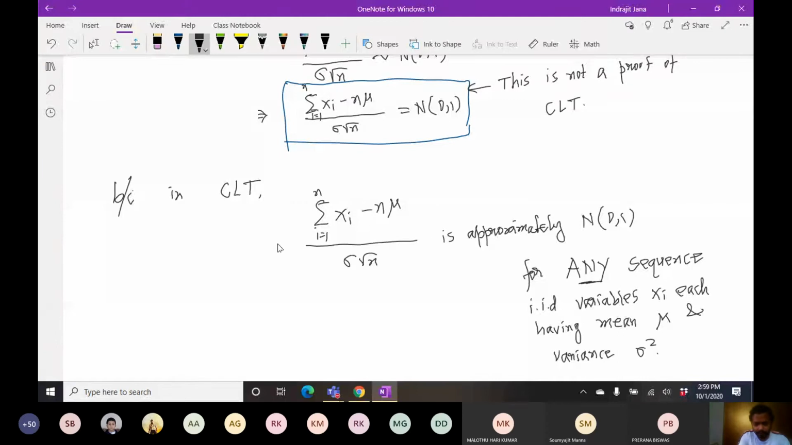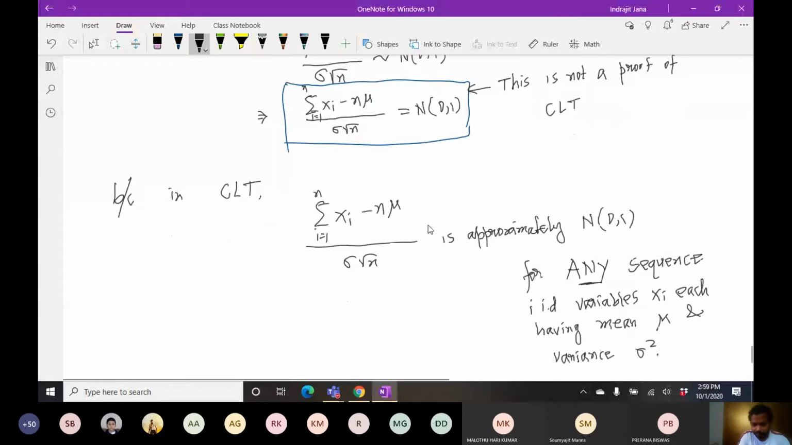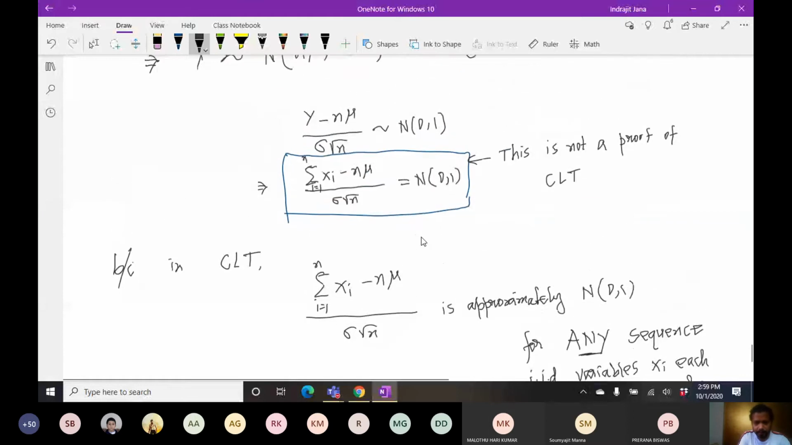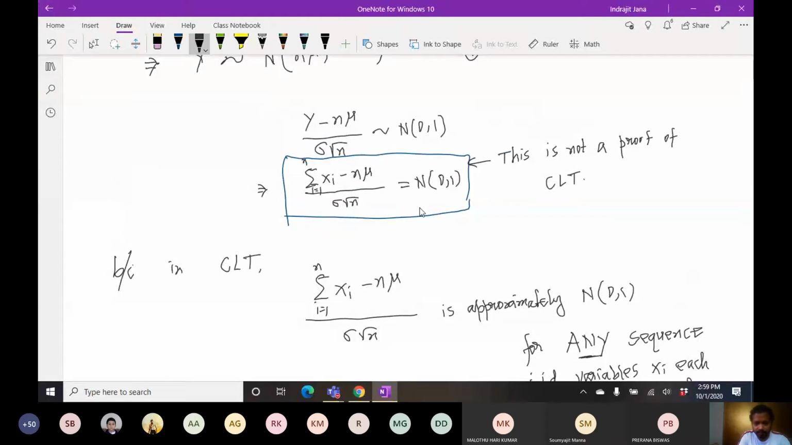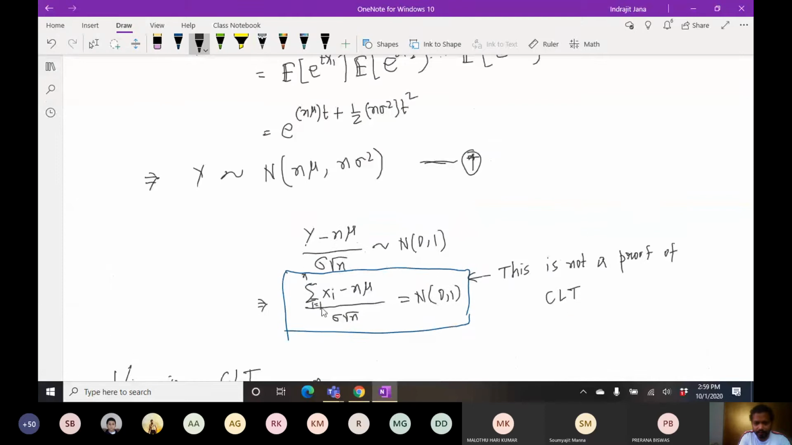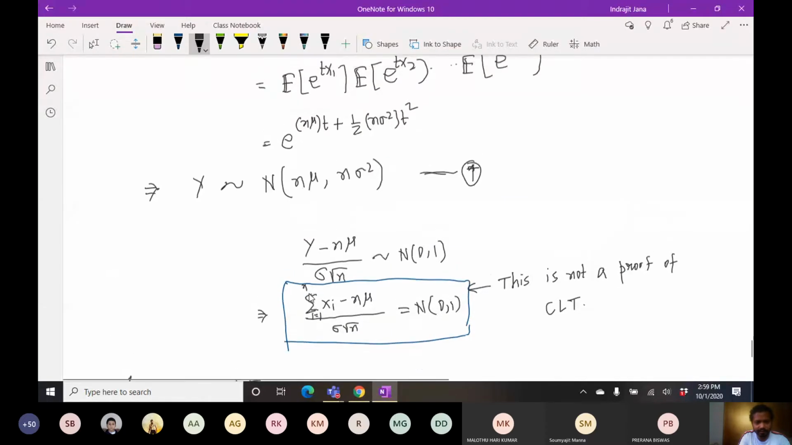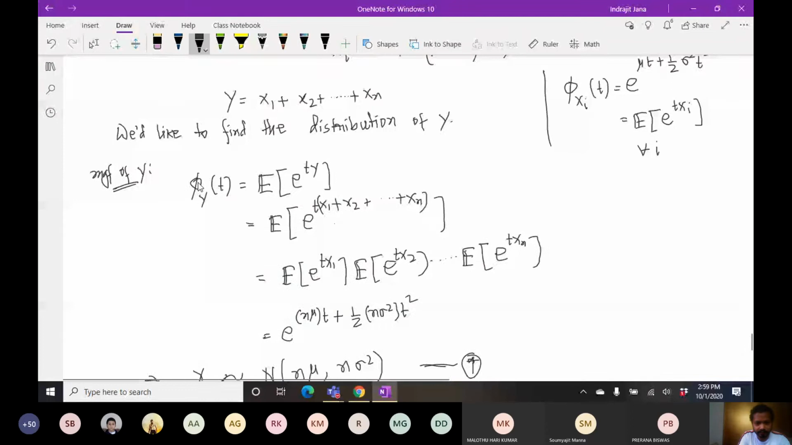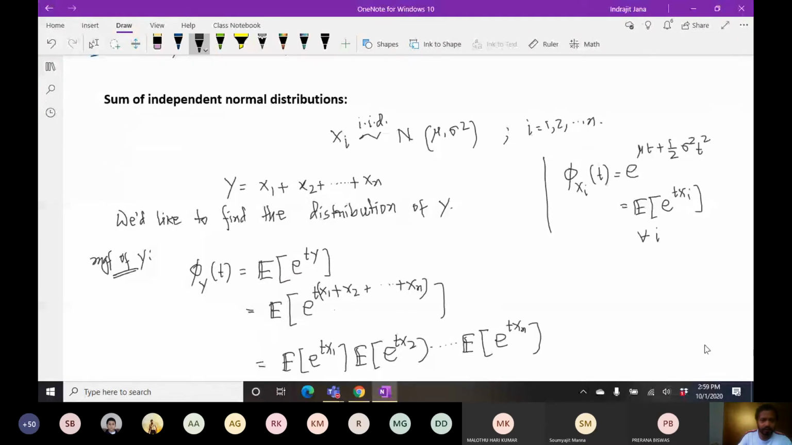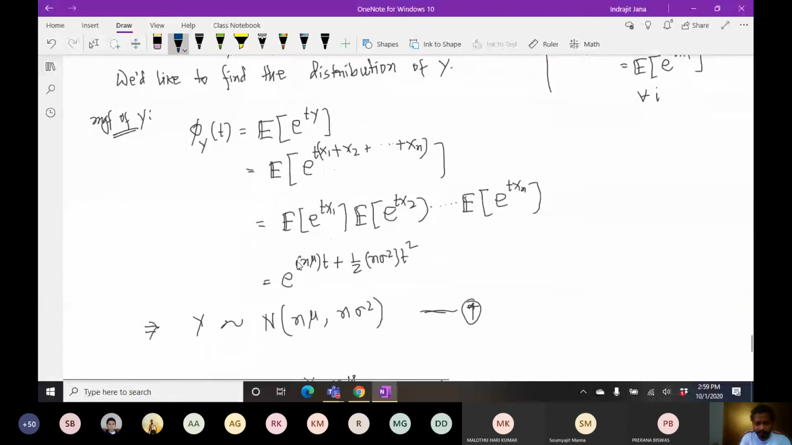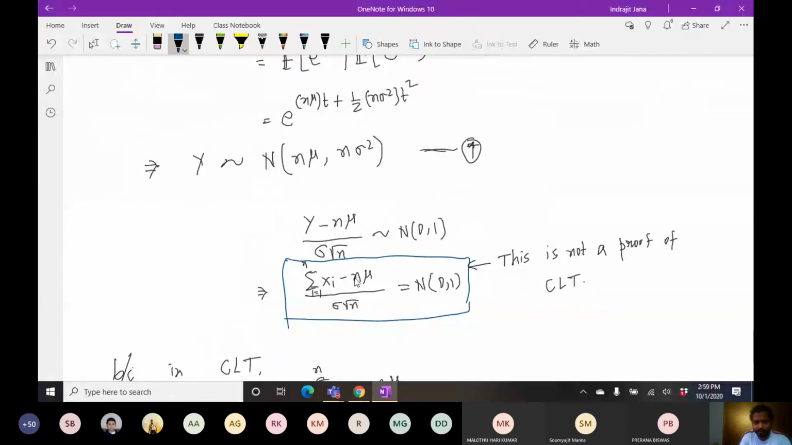So let me draw the difference once again. This blue box statement is about sums of normal distributions only. If you look at the beginning, I started with xi following normal mu sigma square, so all of these xi's are IID normal mu sigma square. And then at the final blue box, we have seen that the summation xi minus n mu over sigma square root of n is exactly normal 0 1. It is not approximate, it is exactly normal 0 1.